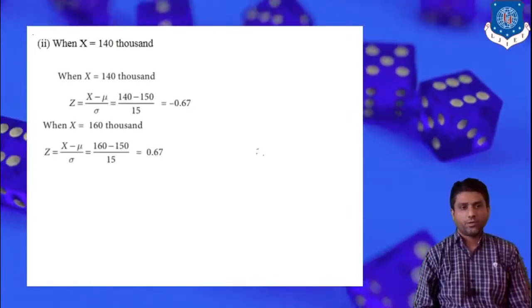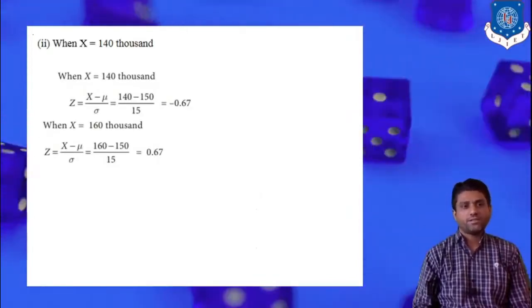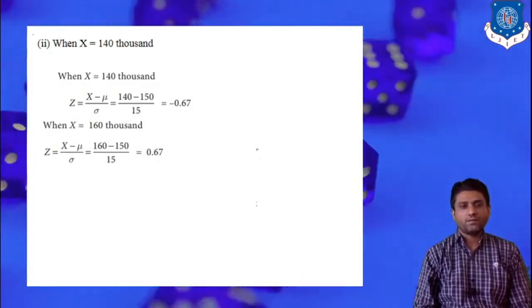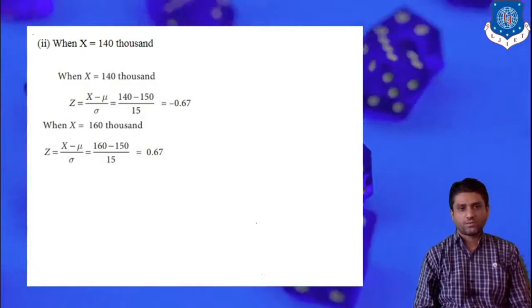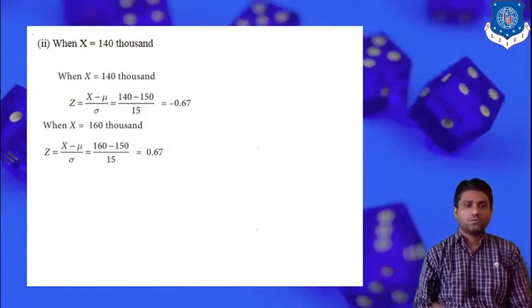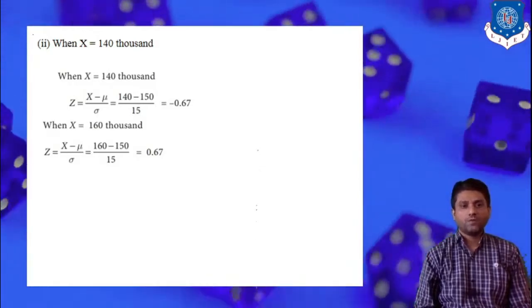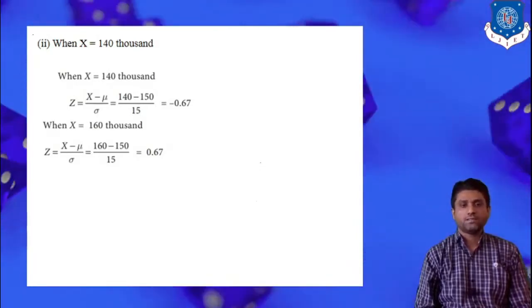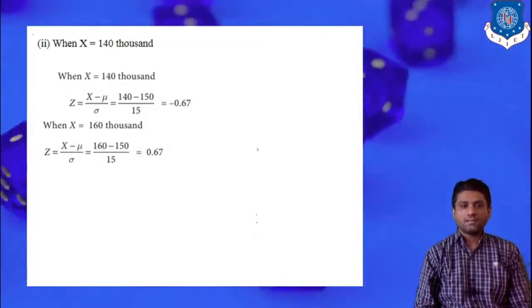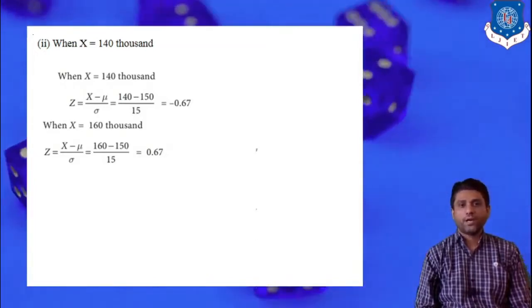Let's deal with the second option. In the second option, we are interested to find out if the sale falls in the interval 140,000 to 160,000. So the lower bound is x equal to 140. We have to plug in the values x = 140, mu = 150, and standard deviation 15 in the Z transformation. Again you realize that the value of z is negative 0.67.